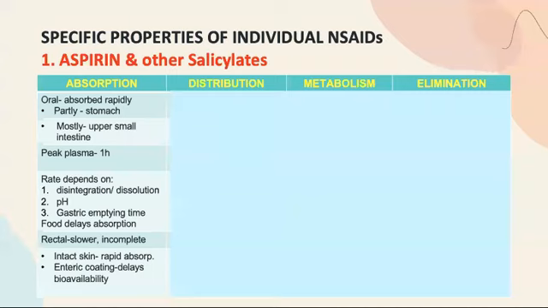Orally ingested salicylates are absorbed rapidly, partly from the stomach, but mostly from the upper small intestine. The peak plasma level is reached in about an hour. The rate of absorption depends on the disintegration and dissolution rates of the tablets administered, the pH at the mucosal surface, and gastric emptying time. The presence of food delays absorption of salicylates. Rectal absorption of salicylate usually is slower than oral absorption and is incomplete and inconsistent.